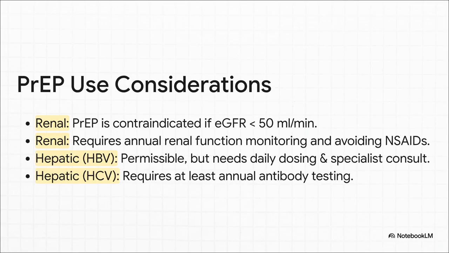Now switch to a patient with liver impairment. The considerations are completely different. PrEP can actually be used in someone with chronic hepatitis B, but it takes specialist oversight and strict daily adherence. It's a perfect illustration of a tailored, organ-specific approach to prevention.